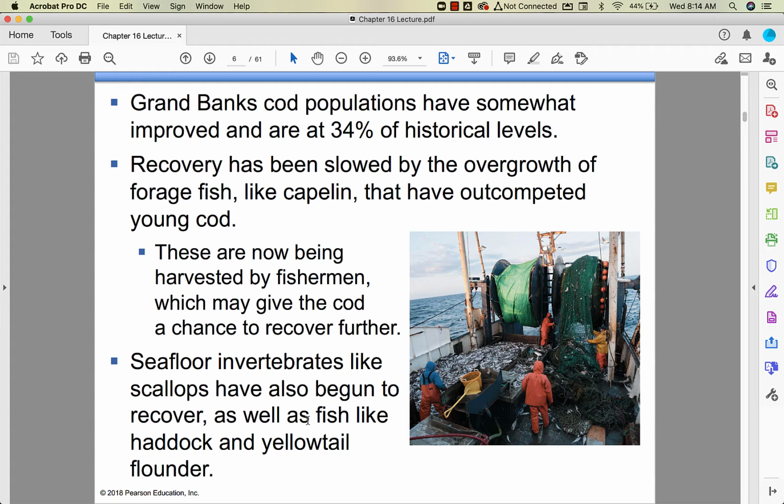So we've changed how we fish. We're fishing for these capelin rather than young cod to give the young cod a chance to compete and grow back. And then there's been some restoration of the seafloor, which, as you'll find out, trawling destroys the seafloor. So when the seafloor habitat comes back, then the environment will be better for the cod.